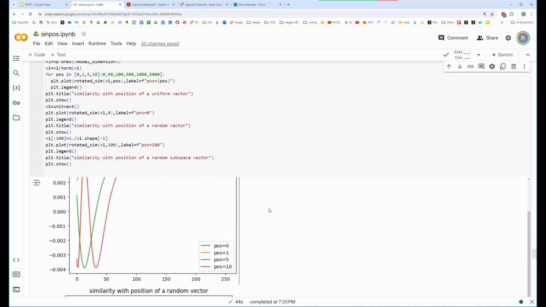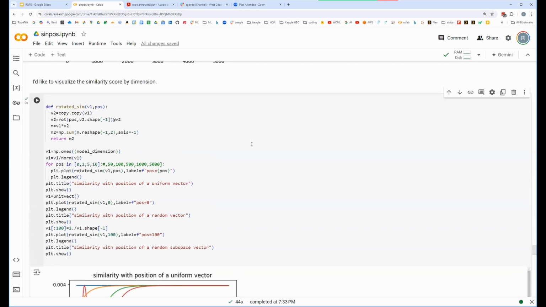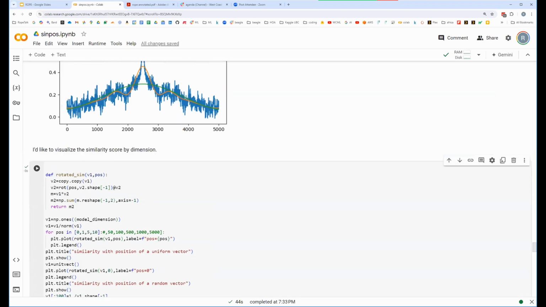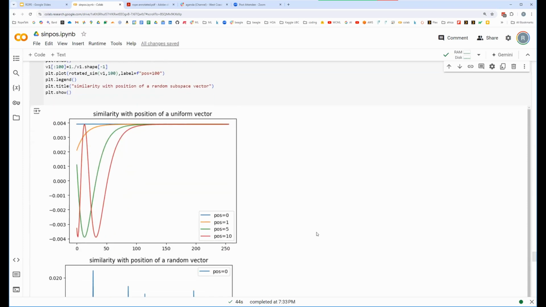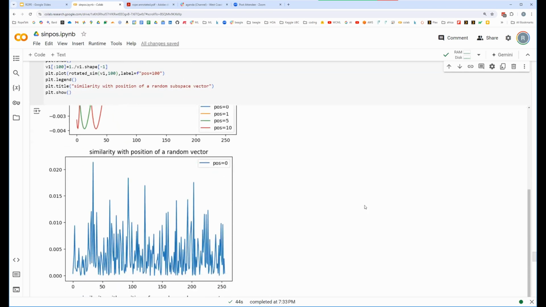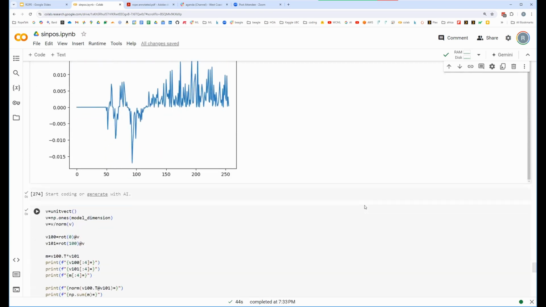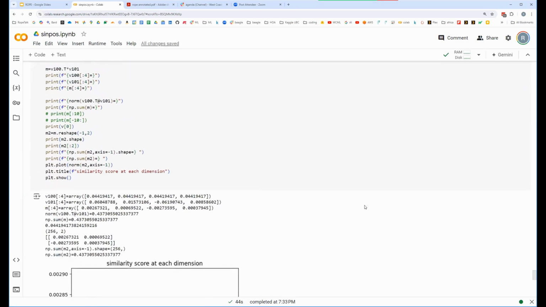Okay, this one is a different thing that I was trying to do. I'm going to skip over that one for right now. I was basically trying to find out if the similarities between vectors are captured in the lower order dimensions. But I didn't really get a very clear answer on that, so I'll skip that one.